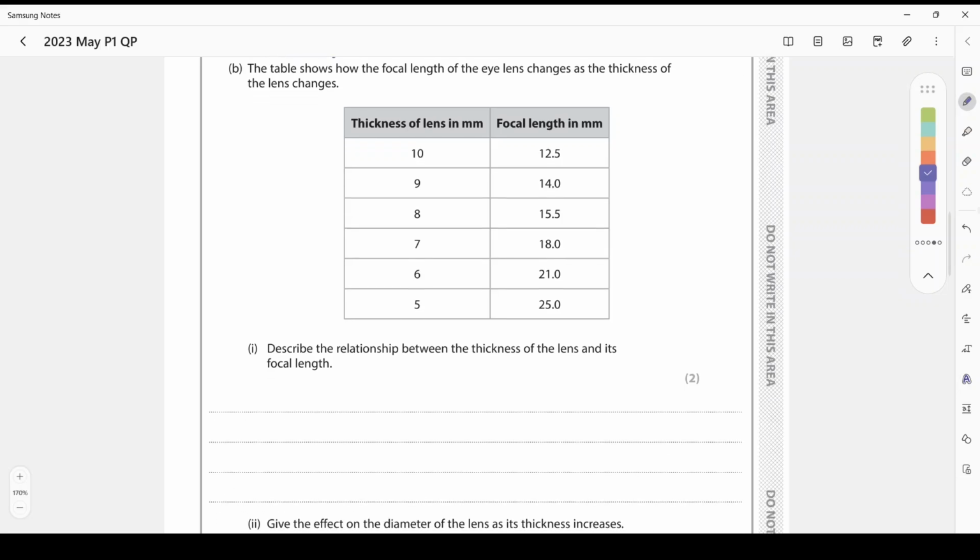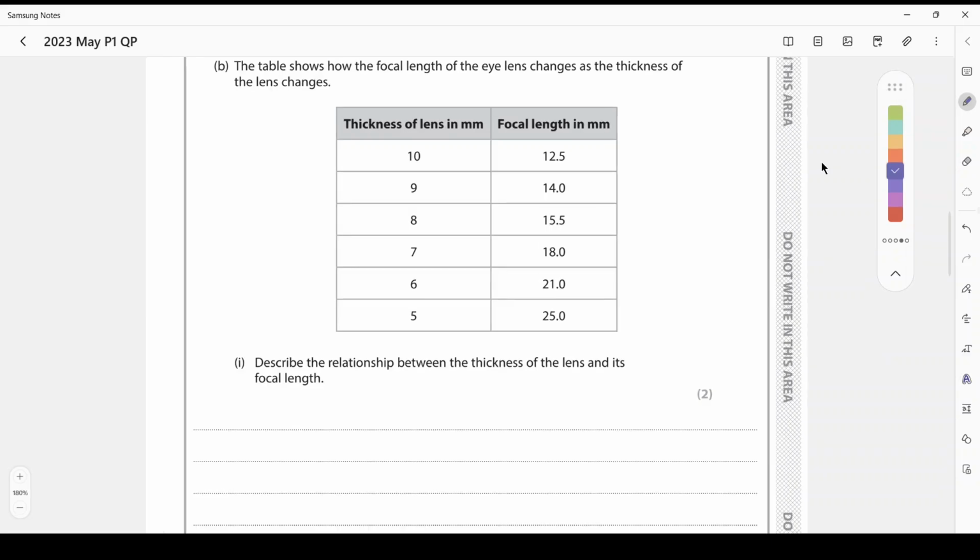Part 1, describe the relationship between the thickness of the lens and its focal length. All right, so we can see according to the table, as the thickness of the lens decreases, the focal length increases. Another thing you can also say is as the thickness of the lens decreases, the interval between the focal lengths increases. So we can see from 12.5 to 14, that's a difference of 1.5.